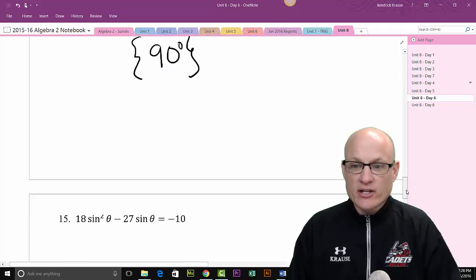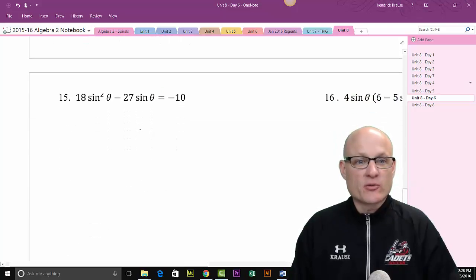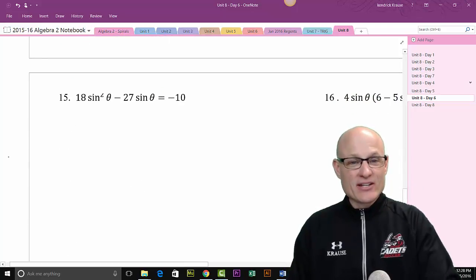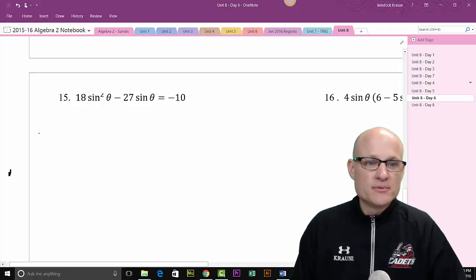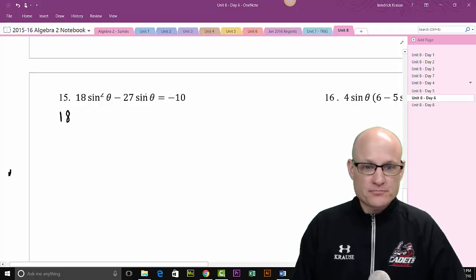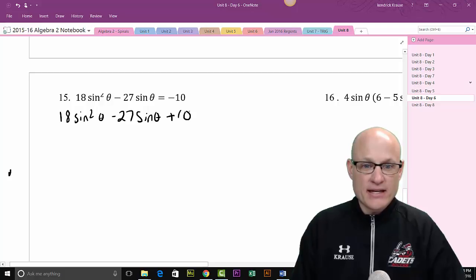Number 15. That's a squared. Oh my God, this vectoring is so difficult. I can't do it. Let's see. 18. All right. Sine squared theta minus 27 sine theta plus 10 equals 0.